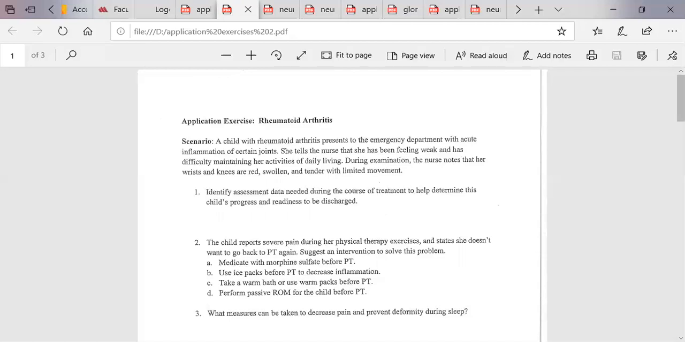All right, so we could medicate with morphine prior to PT. I don't think that's the best option because they're going to be sleepy. Use ice packs before PT to decrease inflammation. Again, ice is not appropriate here. The appropriate measure would be C, to use heat of some sort. A lot of times, what we could do with these kids, if they know they're going to PT, is give them pain medication an hour before they go.